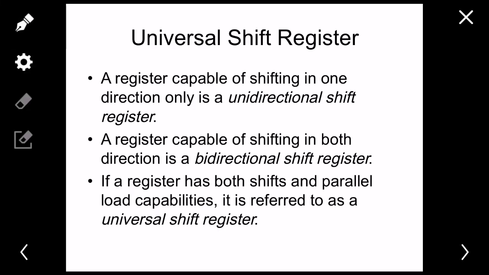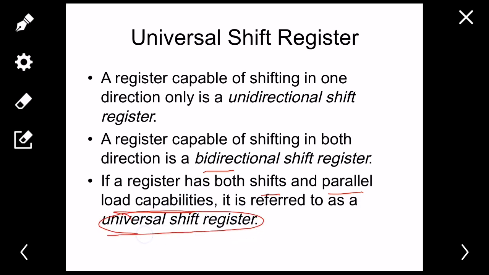A register that is capable of shifting in one direction only is a unidirectional shift register. That can be a right shift register or a left shift register. If the shift register shifts in both directions, that is known as a bidirectional shift register. And if the register has both shift and parallel load capabilities, we call it a universal shift register or USR. So today we'll be trying to design the universal shift register. Okay, let's move on to it now.